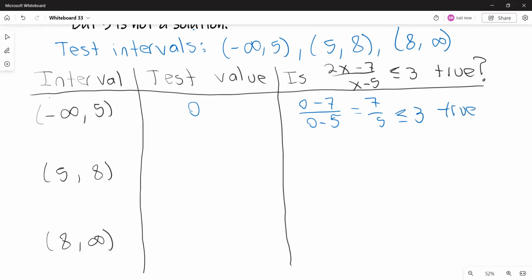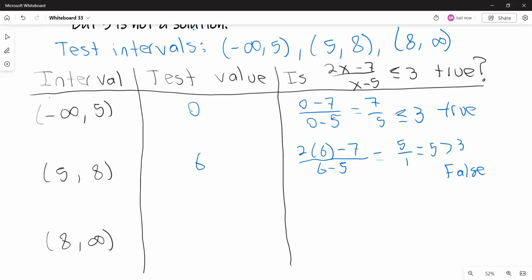From 5 to 8, let's take 6. We have 2 times 6 minus 7 over 6 minus 5. So 2 times 6 minus 7 is 12 minus 7, which is 5. 5 over 1 is 5. This is greater than 3, so this is false.